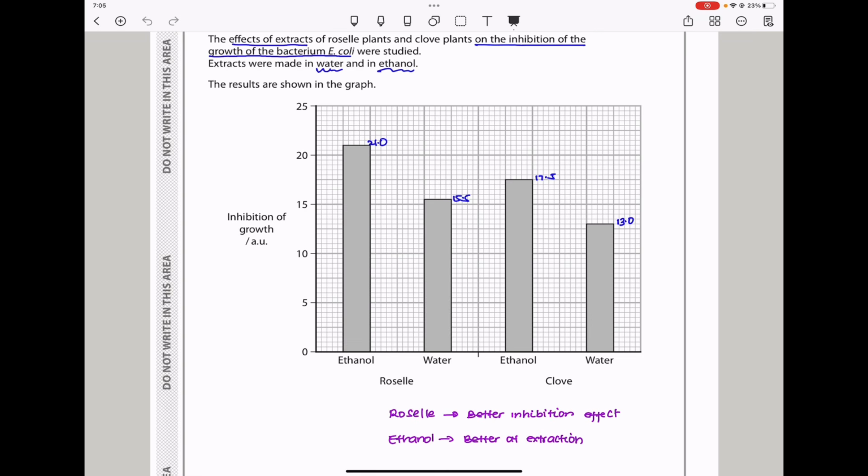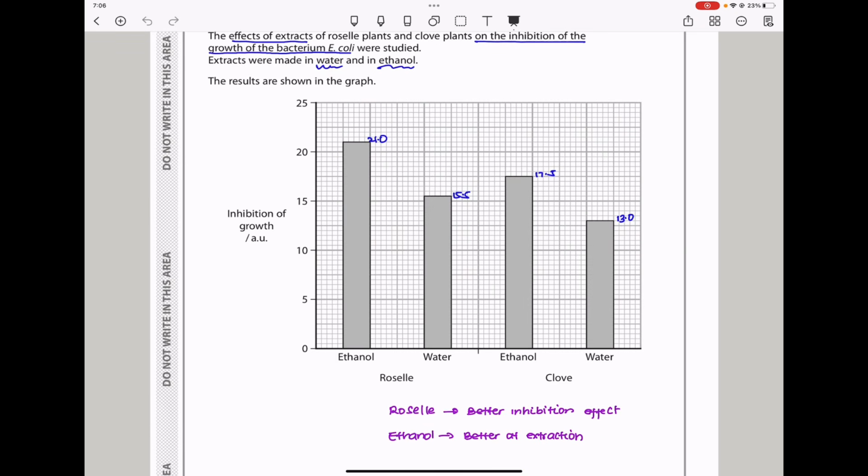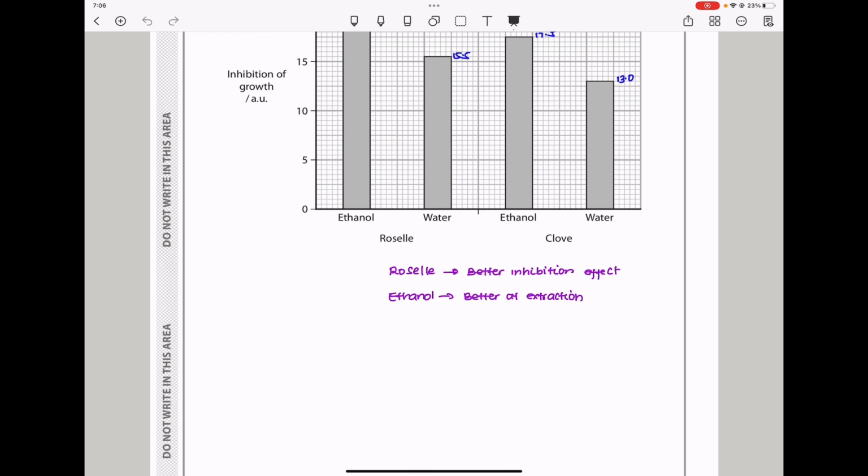So here we have on the vertical axis inhibition of growth, and then on the horizontal axis we have the corresponding antimicrobial agents from roselle as well as clove. We can see that overall roselle had a little bit higher inhibition effect compared to clove, but the antimicrobials extracted with ethanol had the highest effect in comparison to those extracted with water.